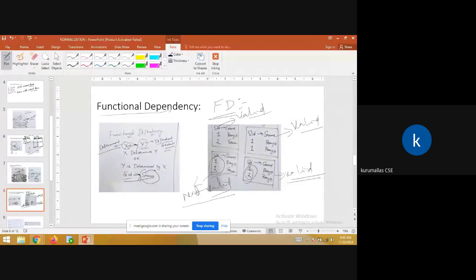So here the functional dependency consists of X tends to Y. We know that X determines Y, Y is determined by X. We can see one by one, right?